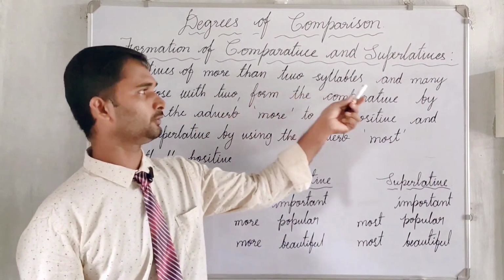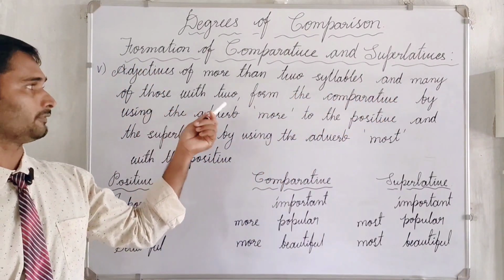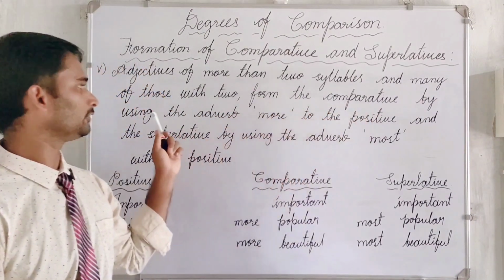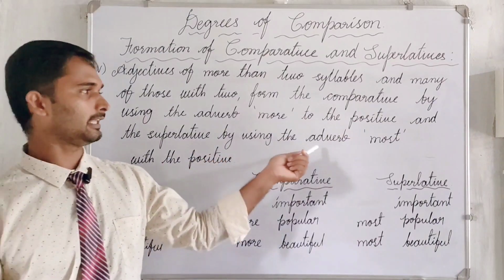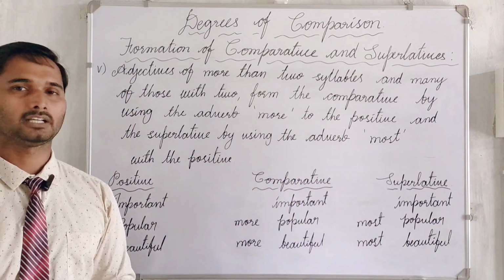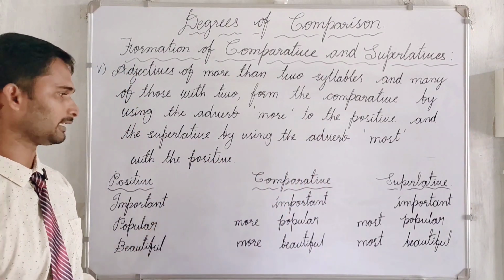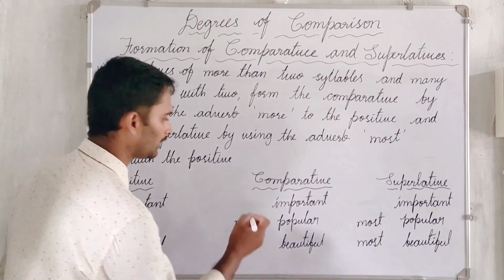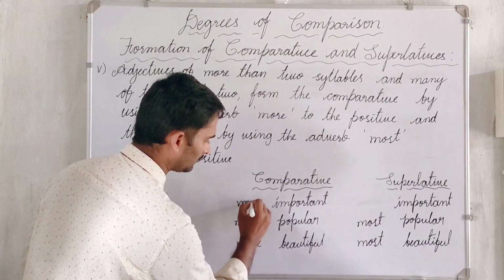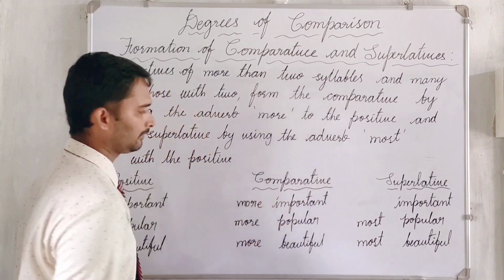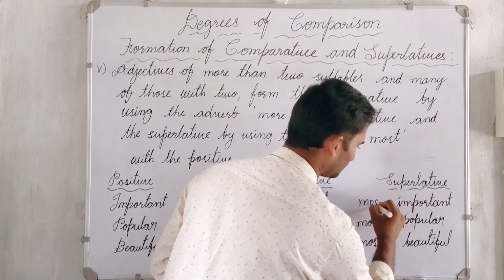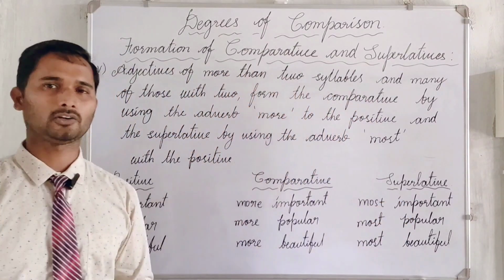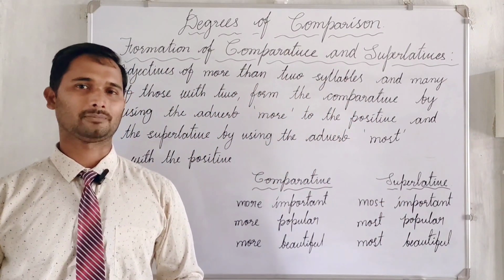Adjectives of more than two syllables and many of those with two form the comparative by using the adverb more with the positive adjective, and the superlative by using the adverb most with the positive. Here are some examples: important. When we want to form a comparative, we add more to the positive and most for the superlative degree because it has more than two syllables.